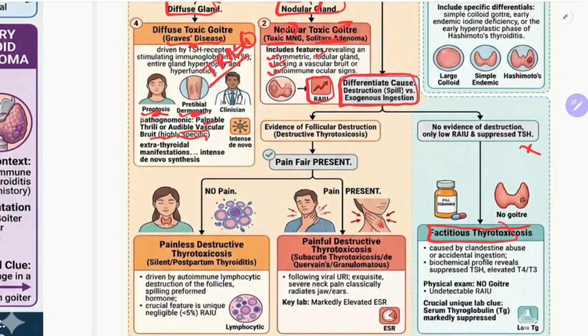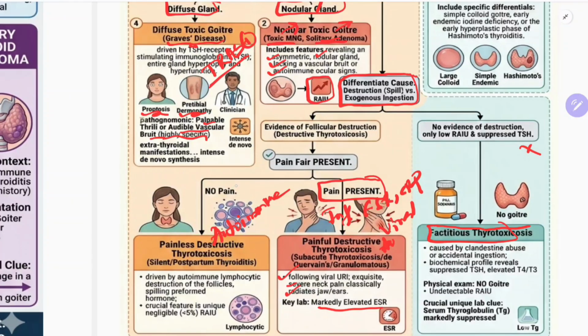Now I said it can be autoimmune or it can be viral. See, this subacute thyrotoxicosis is actually caused by a viral infection, and here painless or postpartum is autoimmune actually. Okay, here if you palpate the thyroid gland, then pain will be present and inflammatory markers will be raised, like ESR, CRP will be raised in these patients. And this follows viral upper respiratory infection. Severe neck pain, classically the pain radiates to jaw and ears. There will be markedly elevated ESR.